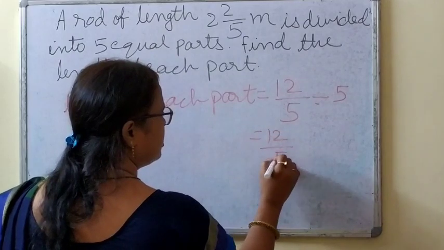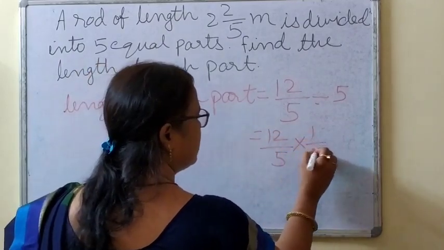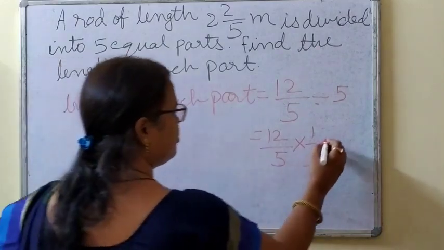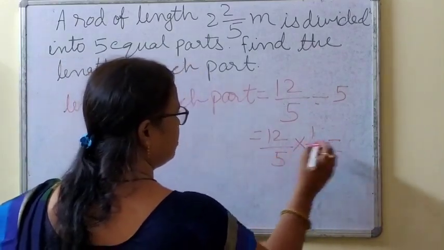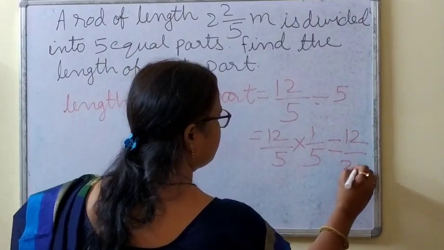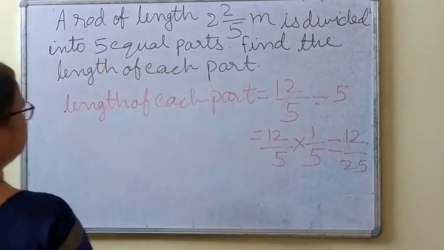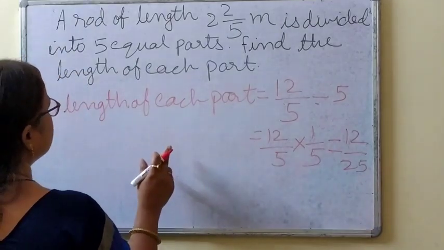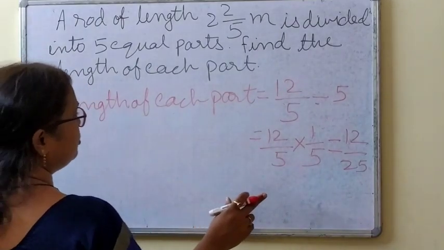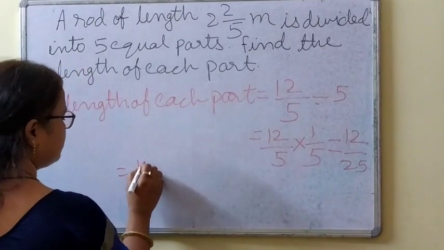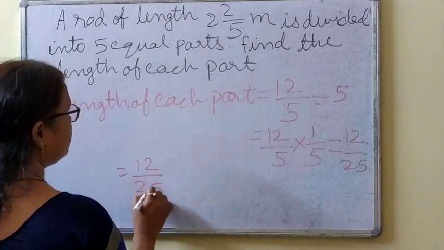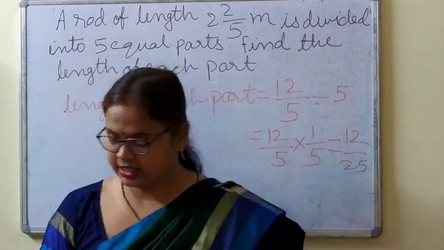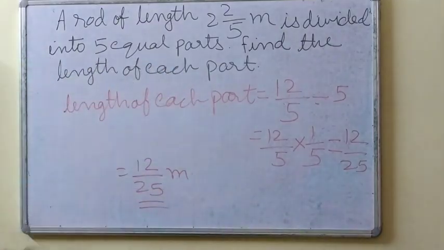12 by 5 into 1/5. Clear? This is the rule of division. So what answer will we get here? 12 by 25. Clear? So the length of each part will be equal to 12 by 25 meter. Clear? Now next, do the next question.